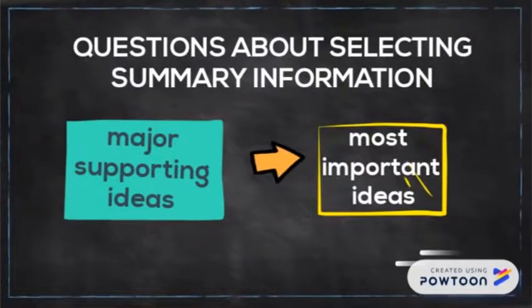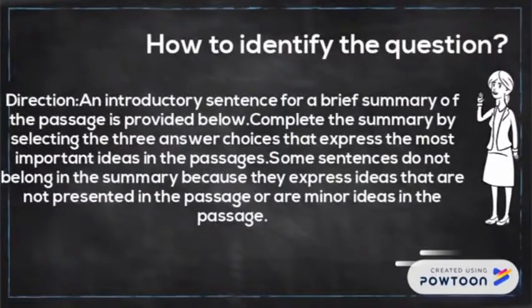Summary formation questions evaluate our ability to determine which details in the passage are major supporting ideas and should be included in the summary, and which details are only minor. How to identify this question? The direction is too long, but I'm going to read a little. An introductory sentence for a brief summary of the passage is provided below. Complete the summary by selecting the 3 answer choices that express the most important ideas in the passage.